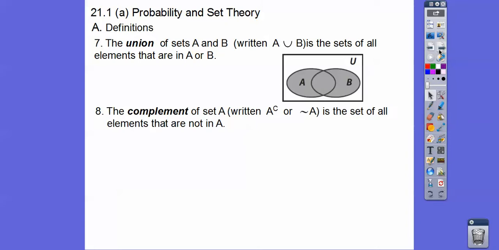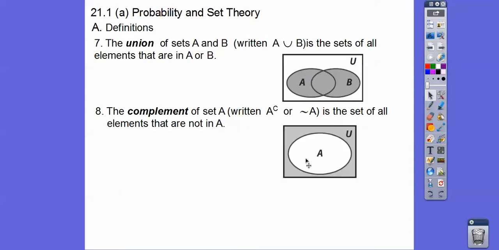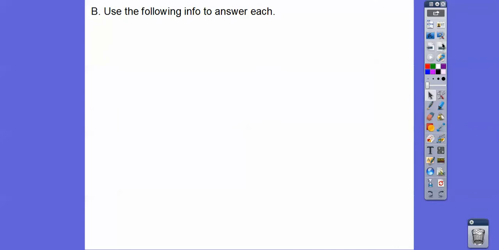And then we have the complement. The complement is everything else. The complement of set A is written A with a C like an exponent, so this says A complement, and sometimes some teachers write it like this, not A. Whatever A is, then not A is the rest of it. Usually it's 1 minus whatever A is. So it's all the elements that are not in A. Here's a Venn diagram. If these are all the elements in A, then these are all the complements of A, all the not A's right here. All right, so use the following to answer each.